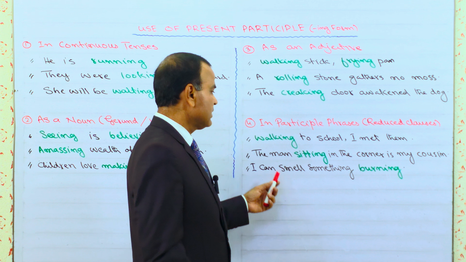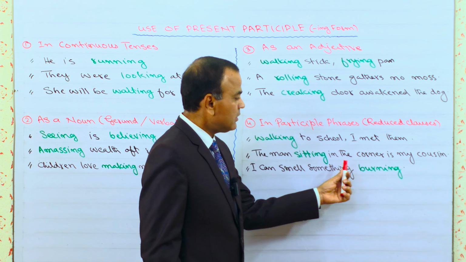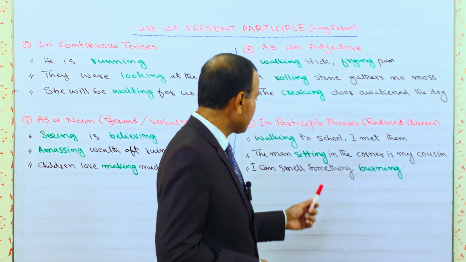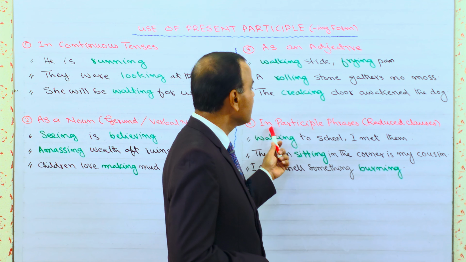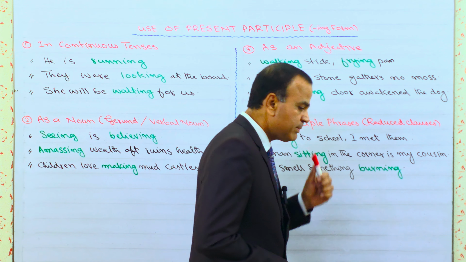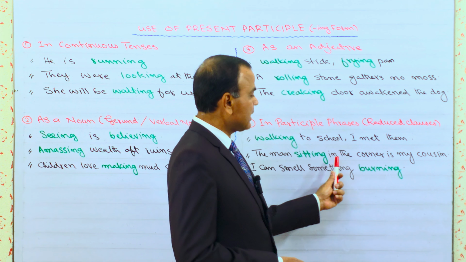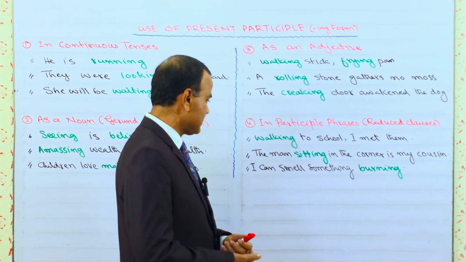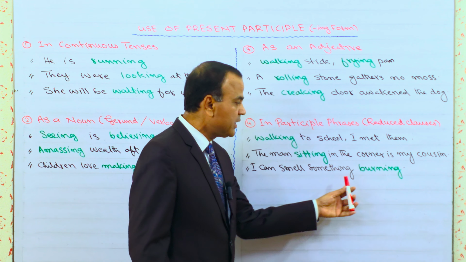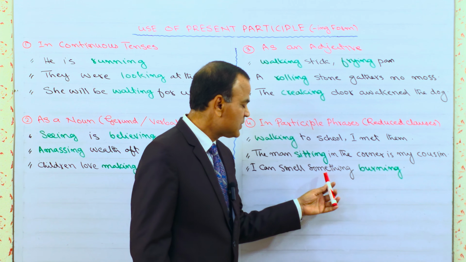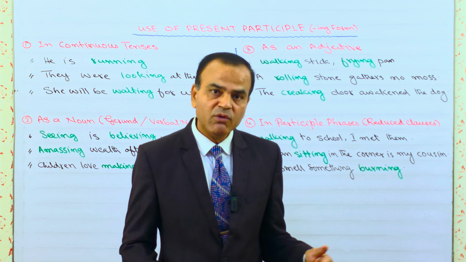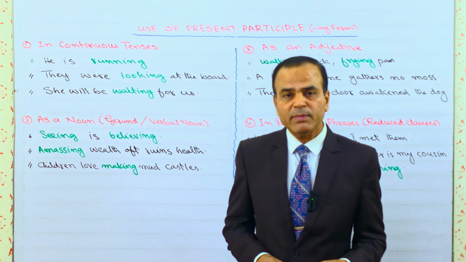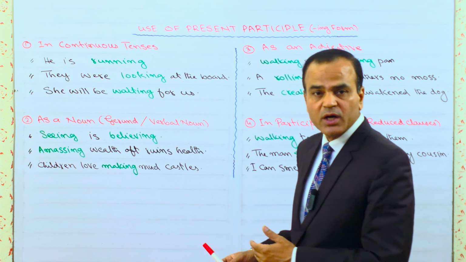The second sentence is: the man sitting in the corner. Sitting in the corner is a phrase and here the ing form is used in a participle phrase. The man sitting in the corner is my cousin. And the last sentence is: I can see something burning. Here, something burning is a phrase and we call this type of phrase a participle phrase. So these are the most common uses of the ing form of the verb in English.